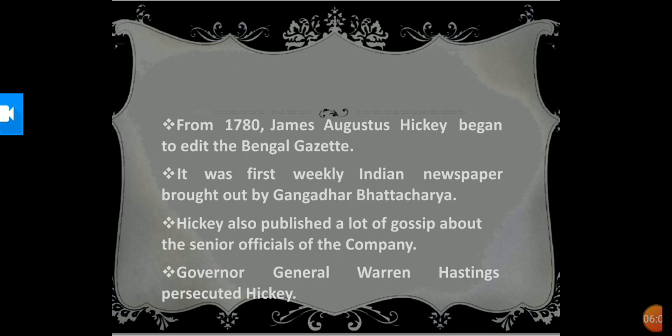The English language press did not grow in India till quite late, even though the English East India Company began to import presses from the late 17th century. From 1780, James Augustus Hickey began to edit the Bengal Gazette. Remember, this was the first weekly Indian newspaper brought out by Gangadhar Bhattacharya. Hickey also published a lot of gossip about the senior officials of the Company. So Governor General Warren Hastings persecuted Hickey. This was how the Bengal Gazette looked like.